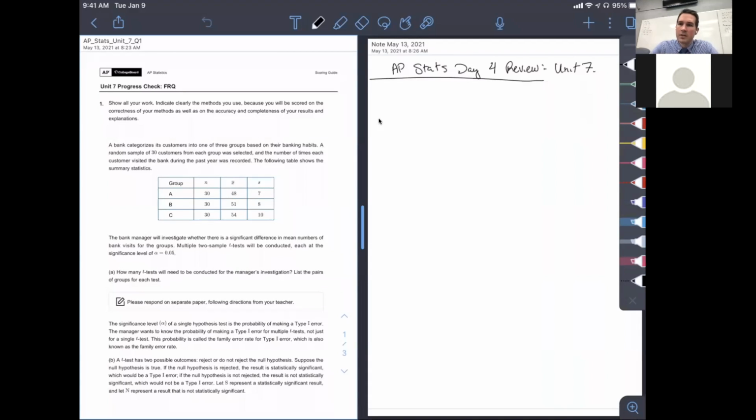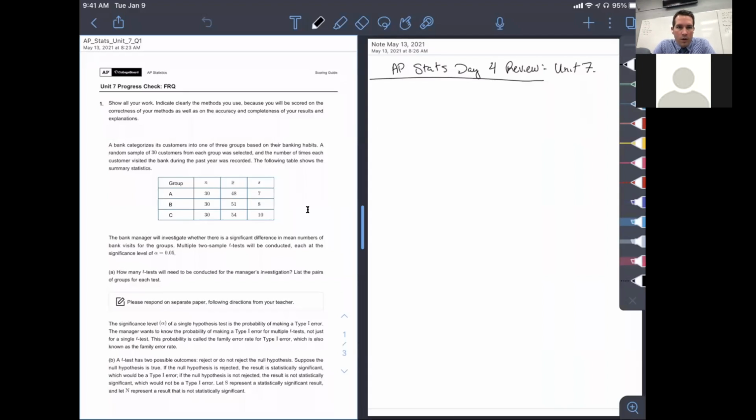So if we're thinking about type 1 and type 2 errors. If you want to see all of the different types of standards that College Board lists for Unit 7, feel free to look at the Schoology class page. I have pulled up the first of 2 questions. So without further ado, let's just get right into it.